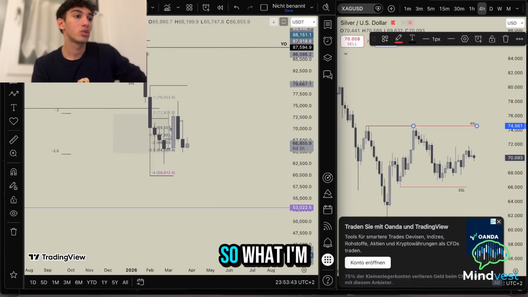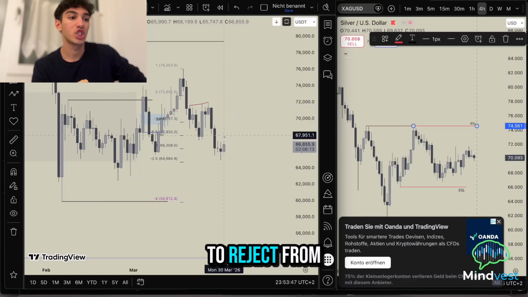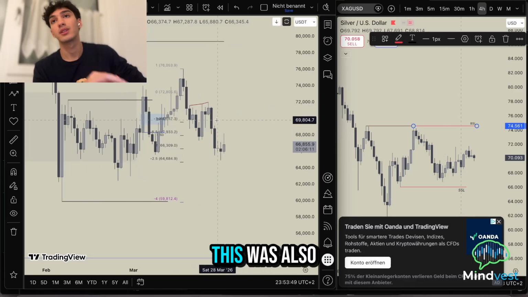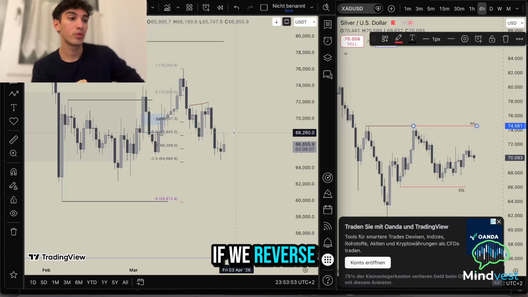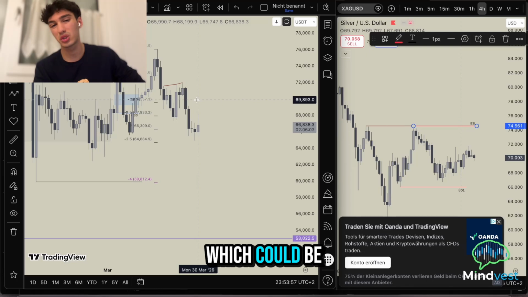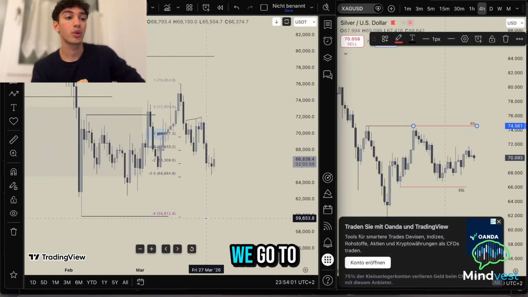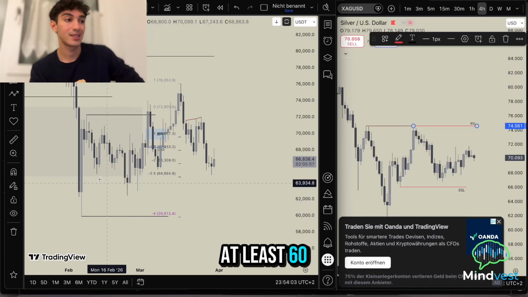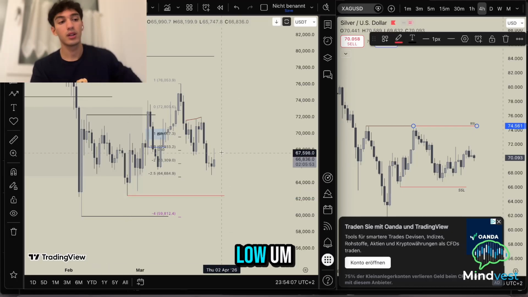So what I'm trying to say here is I expect price to reject from these daily fair value gaps. This was also kind of aligned with NASDAQ in retrospect. If we reverse from these fair value gaps, if we're not stuck in consolidation, which could be possible, if we reject from these fair value gaps, I expect that we go to 59K or at least 62K this low here. Pretty guaranteed this low.